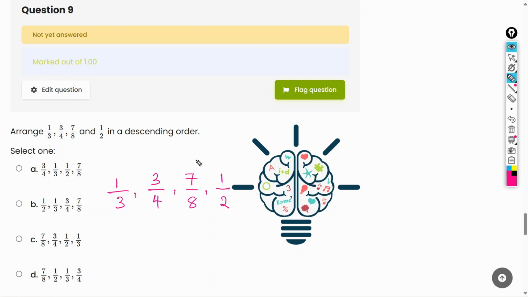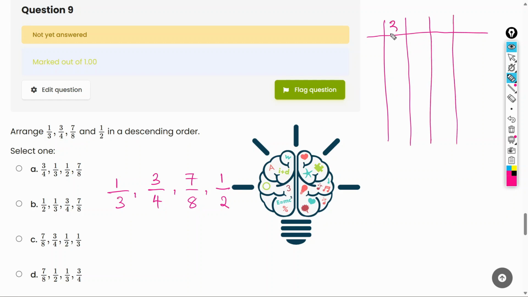So to give them a common denominator, we find the lowest common denominator or the lowest common multiple, the LCM. So we are looking for the LCM of 3, 4, 8, and 2. So we can start with 2. 2 into 3 wouldn't go, so we bring down 3. 2 into 4 is 2. 2 into 8 is 4. 2 into 2 is 1.